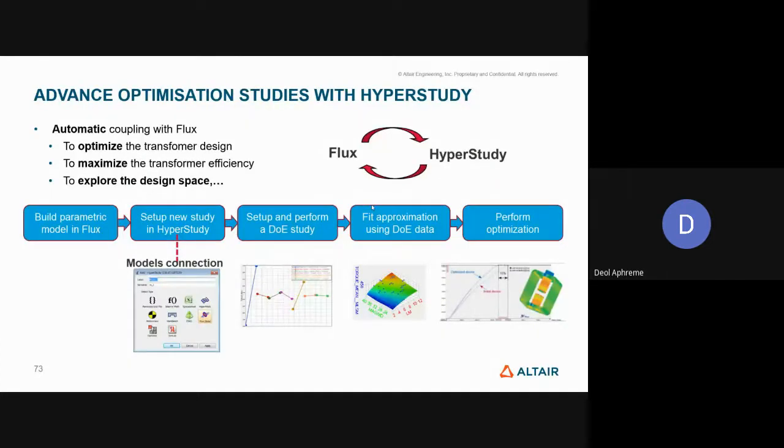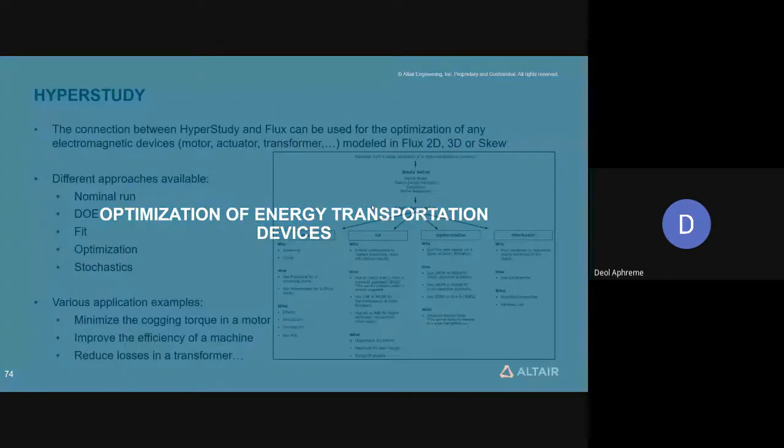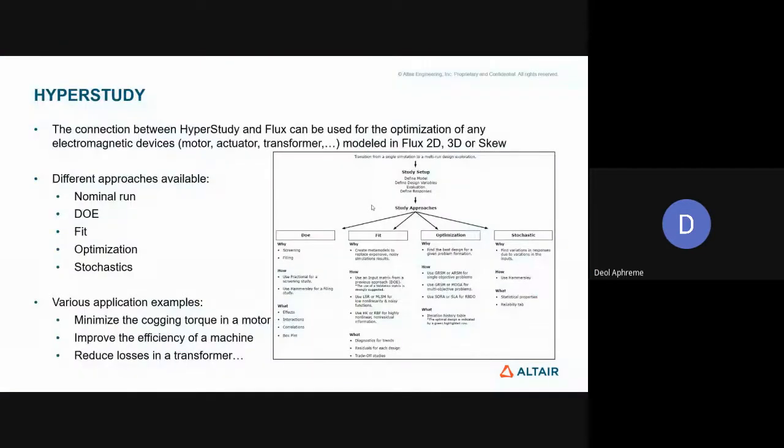So now I'm going to jump into optimization of the model in Flux and how you can go ahead and optimize these things. HyperStudy is the tool which we use for optimization. So instead of you parametrically entering the values and solving it and then you yourself visualizing it, HyperStudy is a tool which couples with Flux and will run a set of experiments. Based on what sort of approach you are giving, it will run a set of experiments and give you the most optimal solution.